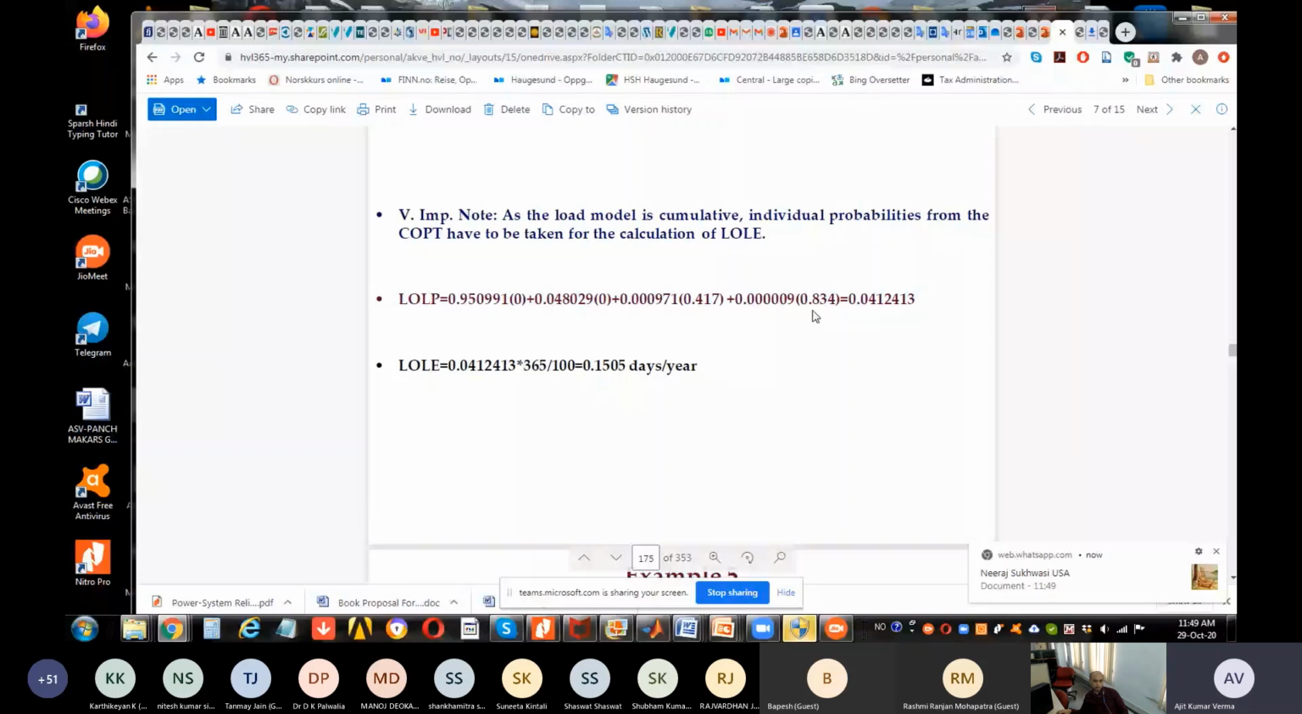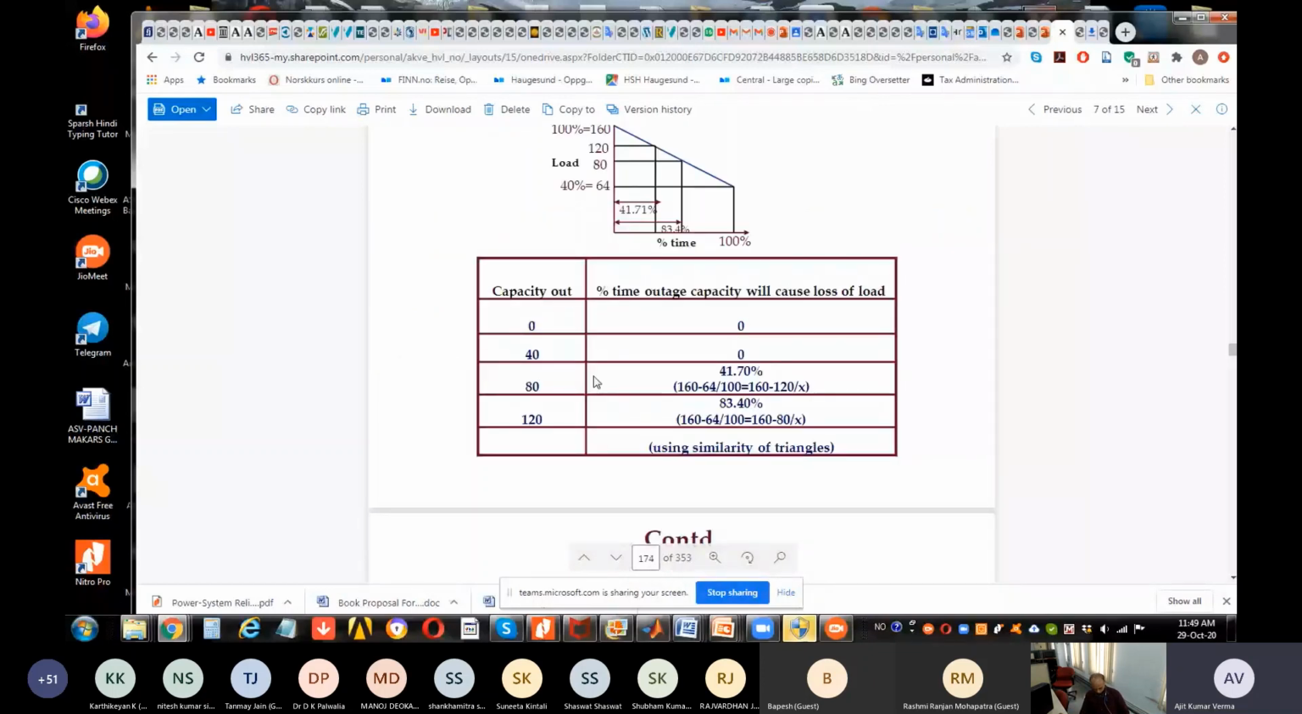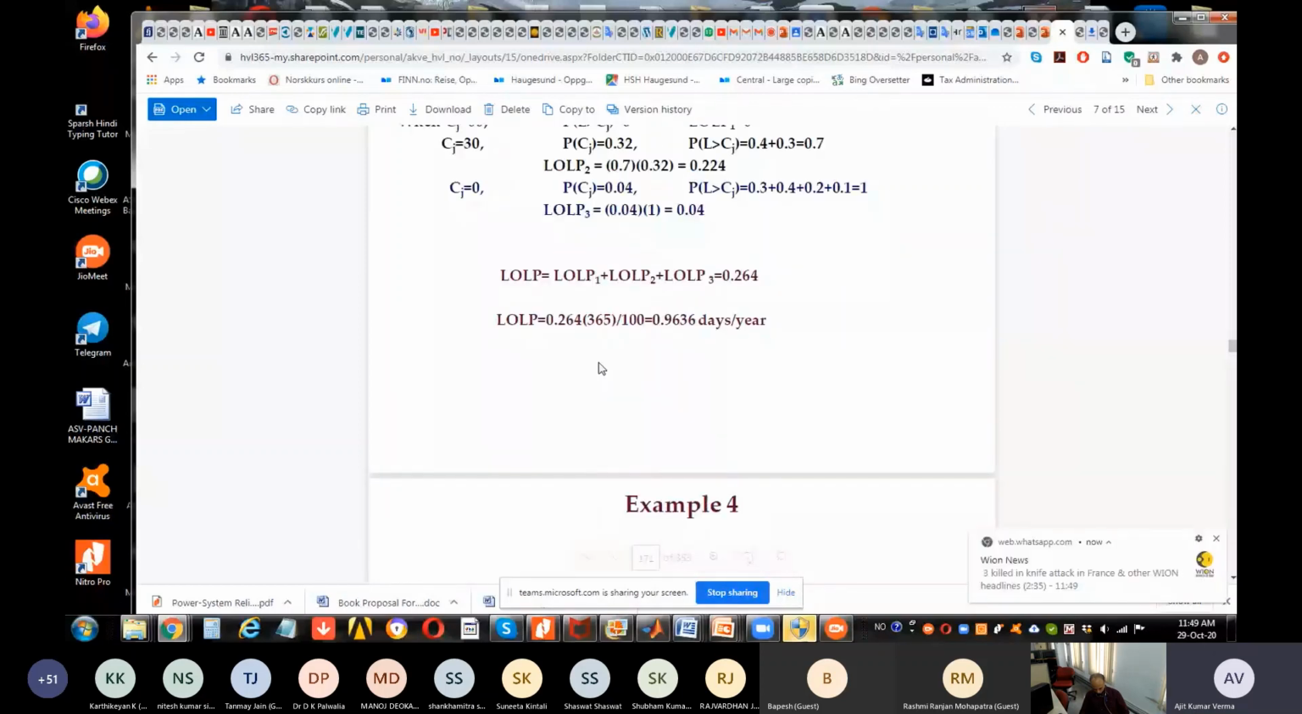Multiply them by 365, you get 0.1505 days per year. So this is the LOLP, and when you want to get LOLE, you multiply it by 365 days, as we have done everywhere else. So many days in a year, there'll be loss of load.